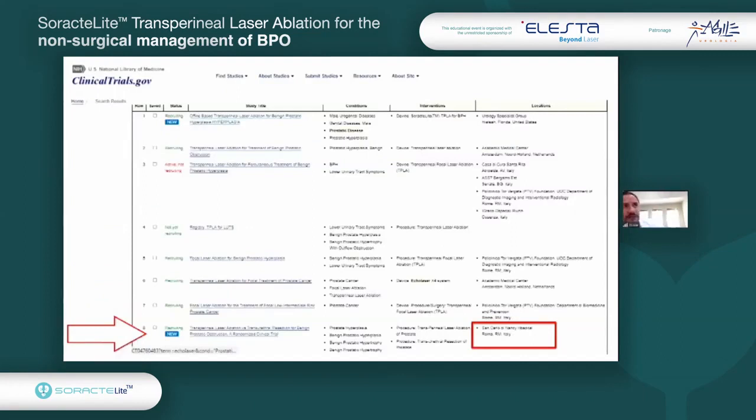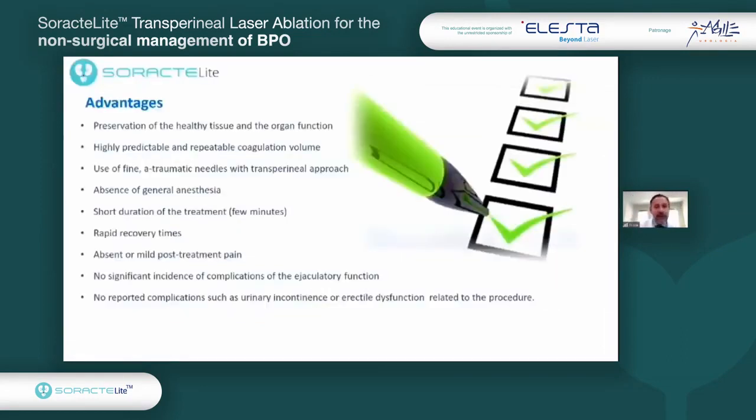So just a few weeks ago we presented to our ethical committee the study that we are running, and it is a comparison between the Soractelite treatment for benign prostatic hyperplasia and the standard, which is the TURP. Obviously, the main objective of the study is not to compare the de-obstruction effect of the technique, but to compare it to the TURP in terms of ejaculatory dysfunction and sexual dysfunction, which is, I think, one of the main goals that we have to take into account with these procedures. So obviously, this technique has a lot of advantages, because mainly it is possible to preserve healthy tissue and the prostatic organ function.